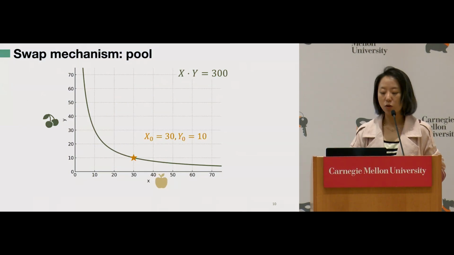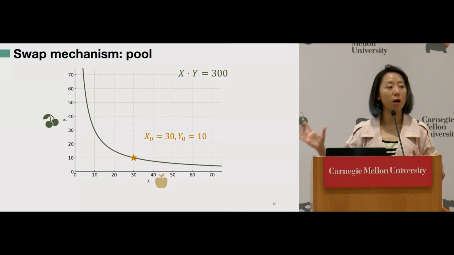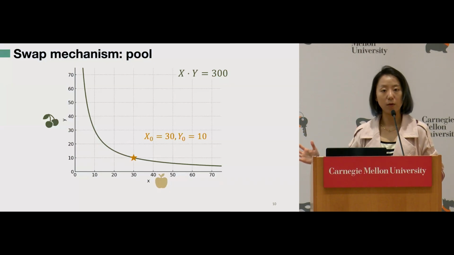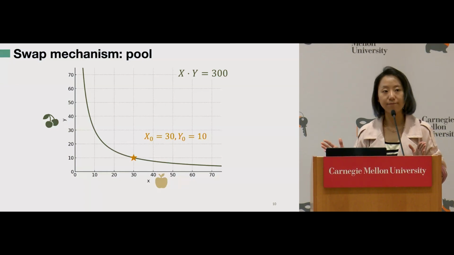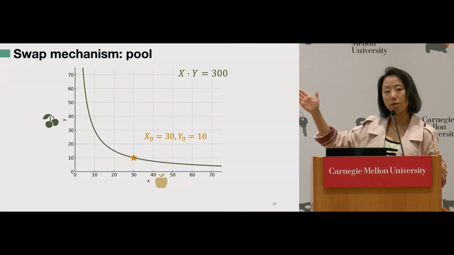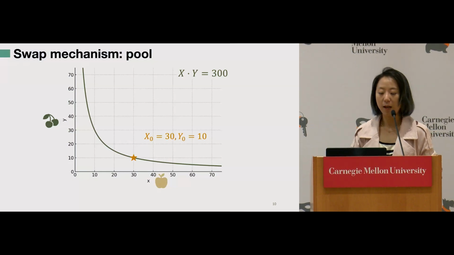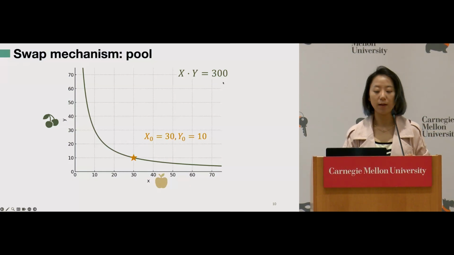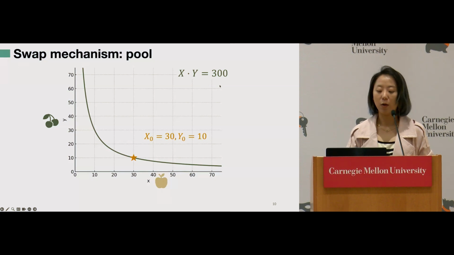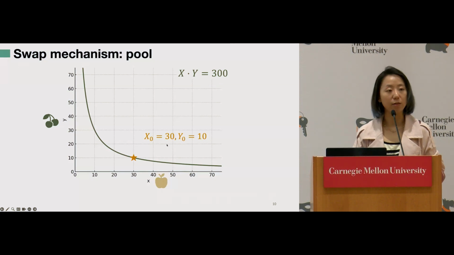Okay. So in this talk, I'm just going to use this constant product AMM as an example. But our mechanism can work for general potential functions as long as that invariant function is increasing, differentiable, and concave. But in this talk, we will just use constant product for better understanding. This is going to be the pool we work with, x times y equals 300. We started with 30 apples and 10 cherries.